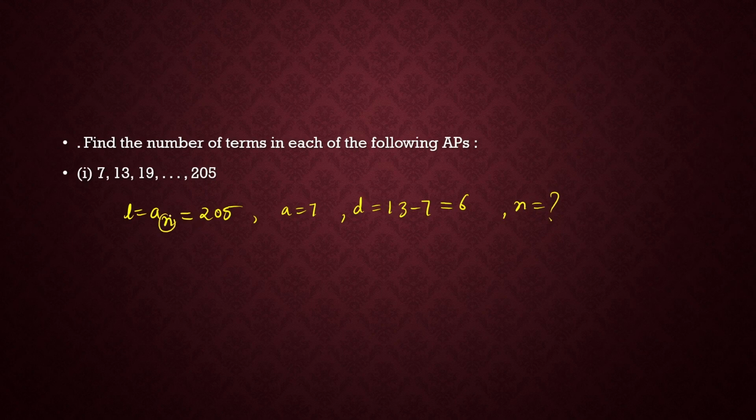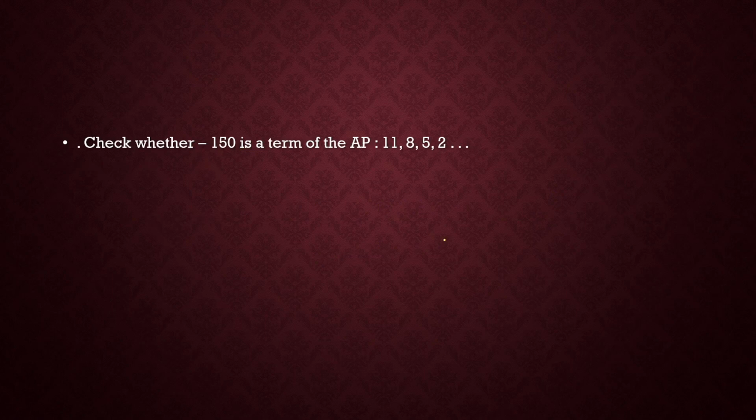Because here the last value is nothing but your an. And if you know this value, that's it, because that many numbers are going to be there in the AP. Solve this question by yourself using this formula an equal to a plus n minus 1 into d.